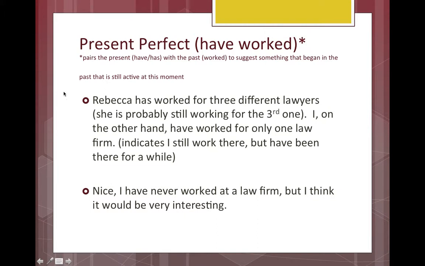So here we go. Rebecca has worked for 3 different lawyers. She is probably still working for the third one. That's the assumption I get here, because of the present perfect. I, on the other hand, have worked for only one law firm, and that indicates that I'm still working there because it's the present perfect tense. Nice. I have never worked at a law firm, but I think it would be very interesting.